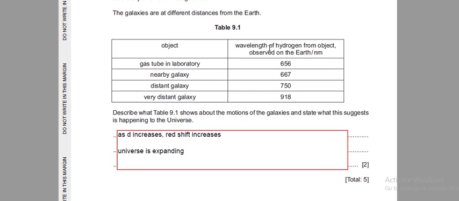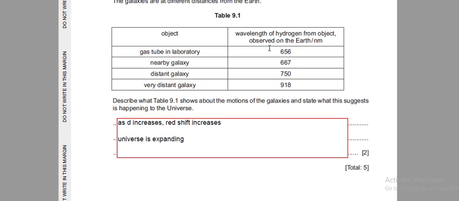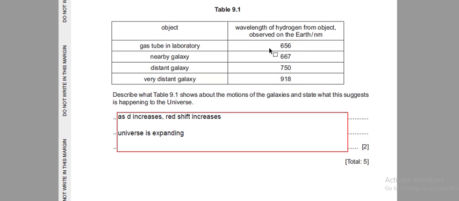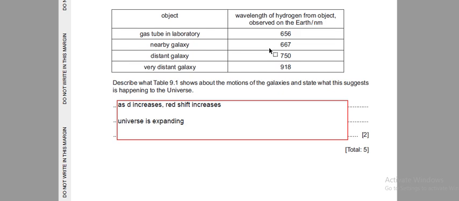Here are galaxies at different distances and a gas tube in a laboratory, and here are the wavelengths of the hydrogen from all of them. What does this table show about galaxies? The more distant, the more redshift. And what is the meaning of that regarding the universe? It means that the universe is expanding.